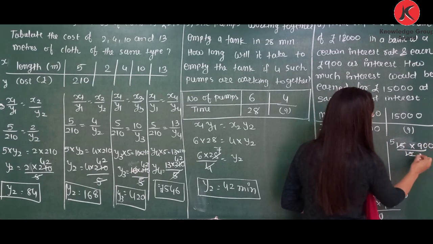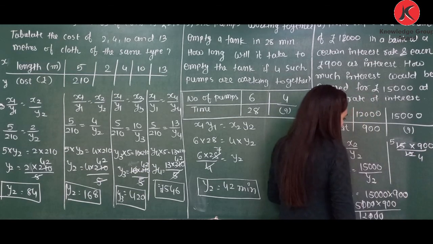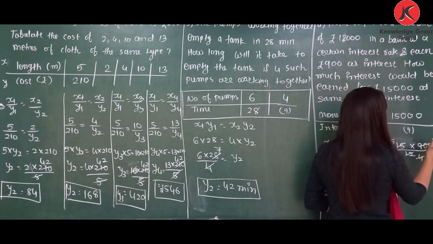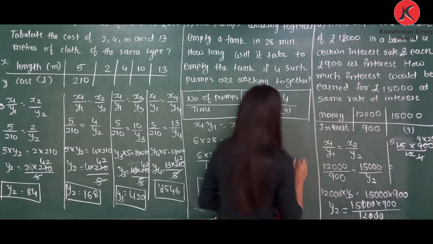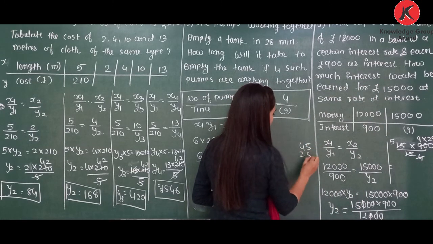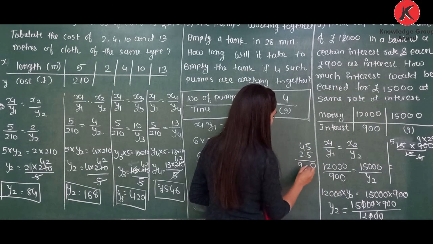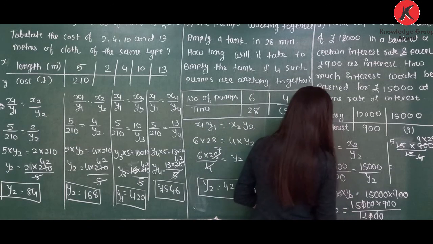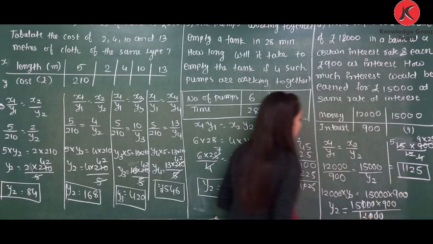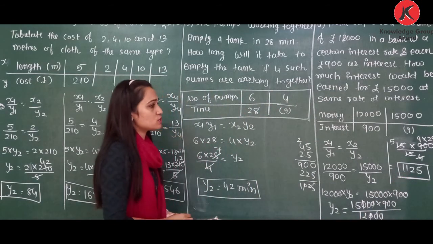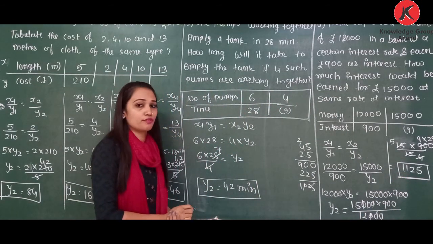5 3s are 15, 4 3s are 12, 25 4s are 100. So multiply 25 with 5 and 9. So 45 multiplied by 25. So it is 1125. That will be the interest. 1,125 interest will be given when deposit money is 15,000.